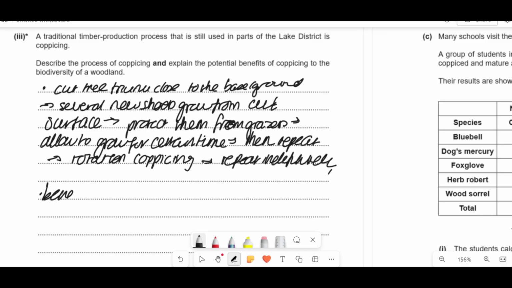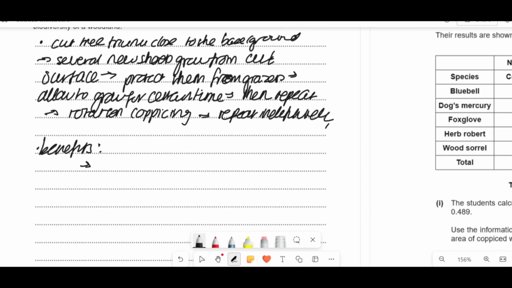Then in terms of the benefits, the other option is to plant whole saplings. Now, if you've already got these shoots and these stems growing, they're going to grow much faster.